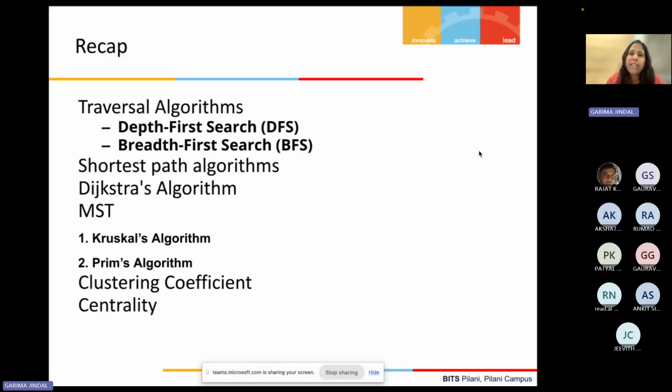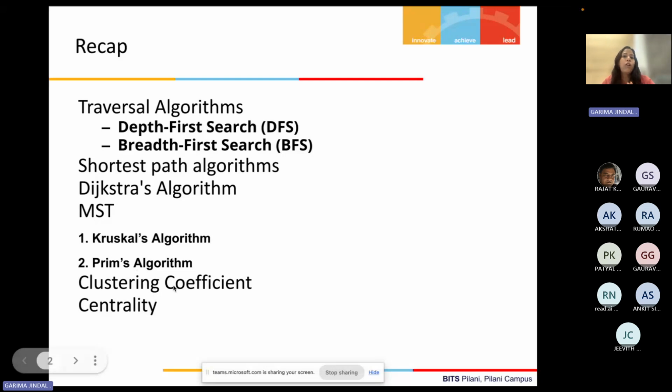This is a quick recap of what we have done in our last lecture. We have seen the traversal algorithms, the depth first search algorithm, then the breadth first search algorithm. We have also seen the shortest path algorithm, Dijkstra's algorithm. We did an example, and through the example, we tried to understand how Dijkstra's algorithm works. Then we saw the minimum spanning tree algorithms, the Kruskal algorithm and the Prim's algorithm. We also discussed how both these algorithms are different.